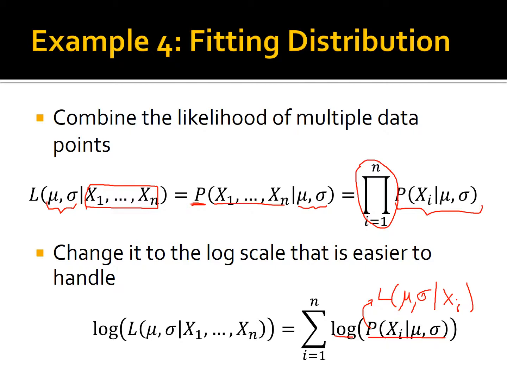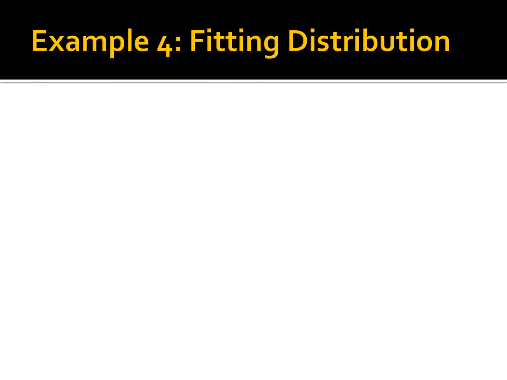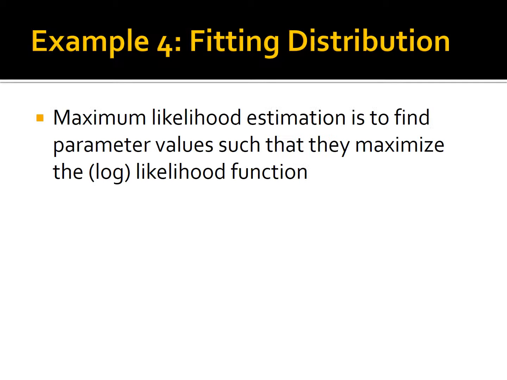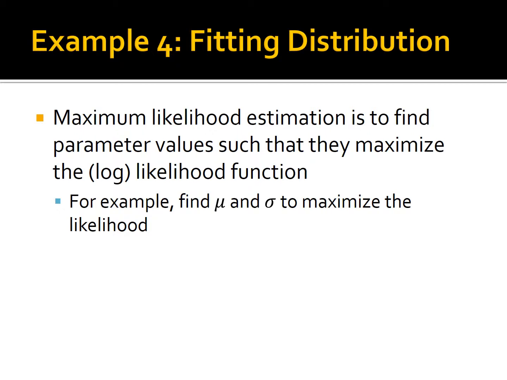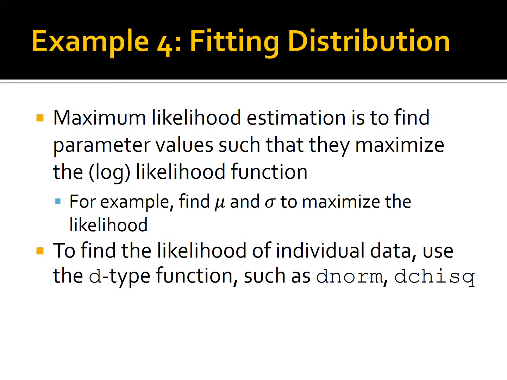Okay? So we have the likelihood, and maximum likelihood estimation is to find the parameter values, for the example mu and sigma, such that they maximize the likelihood function or the log likelihood function. So for example, find mu and sigma to maximize the likelihood, and to find the likelihood of the individual data we need the density function. D means density.